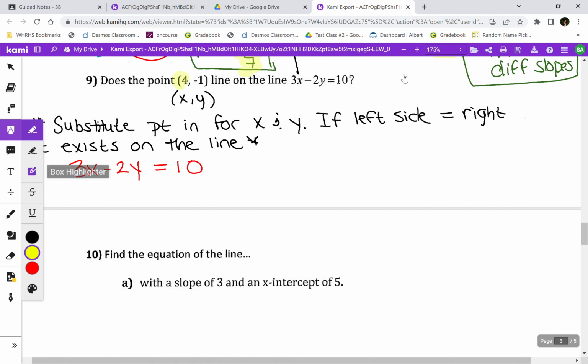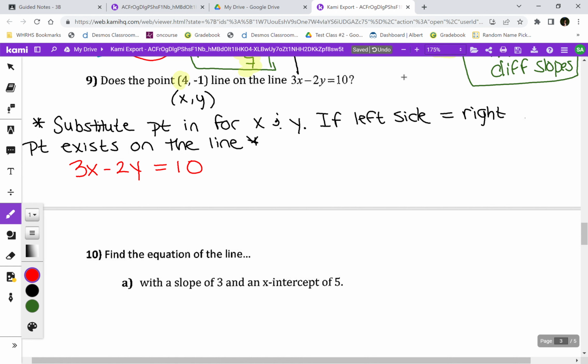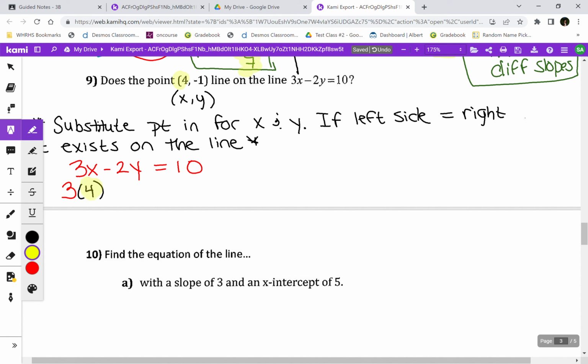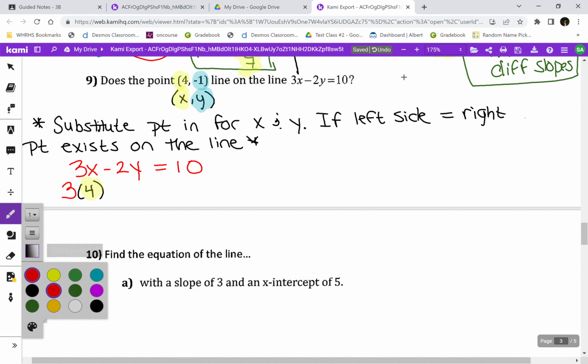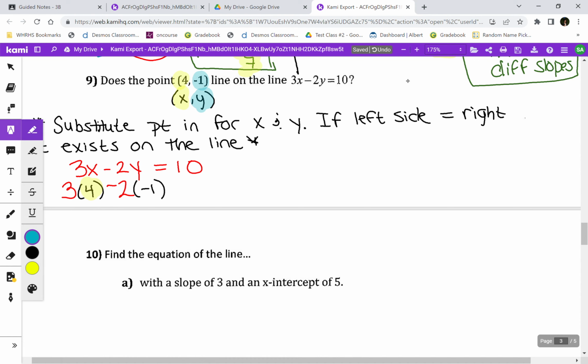Okay, so now I'm going to substitute in. So I'm going to have 3 times 4. So I substituted in the 4 for x. And I'll substitute the -1 in for y. So we have minus 2 times -1. We want to know, does that equal 10?